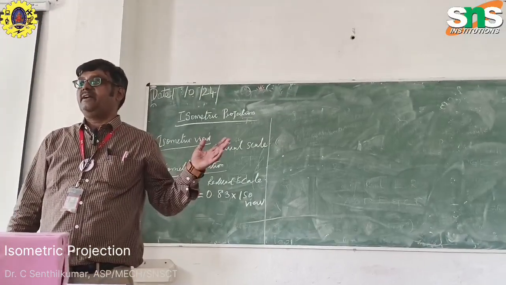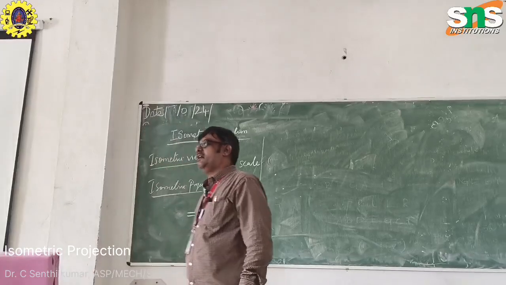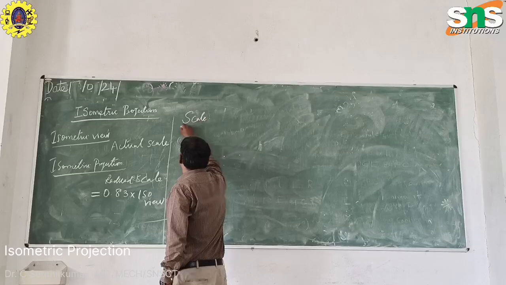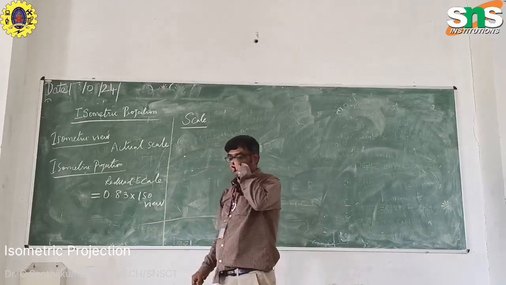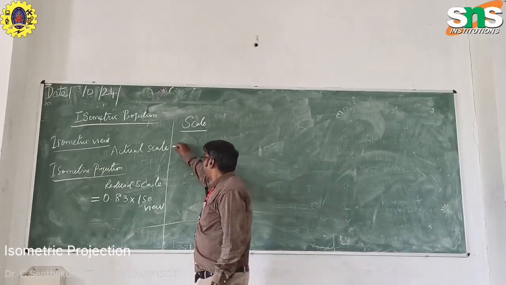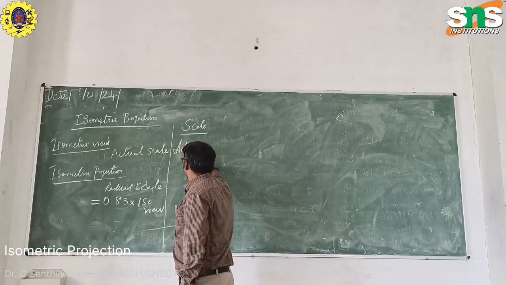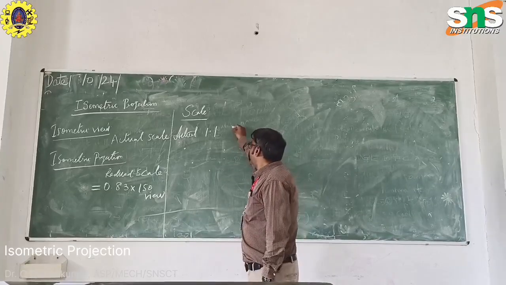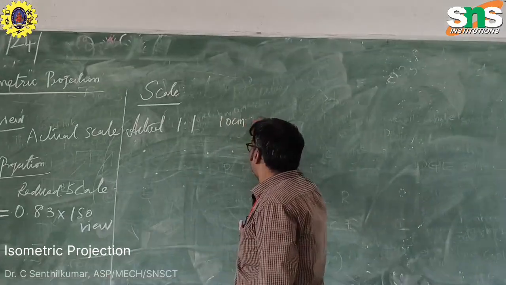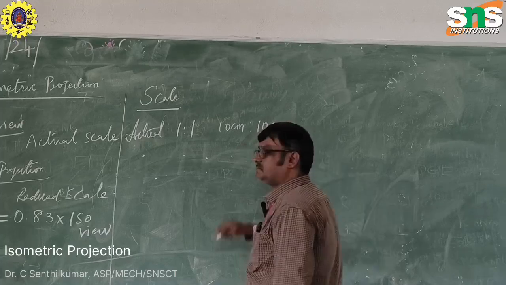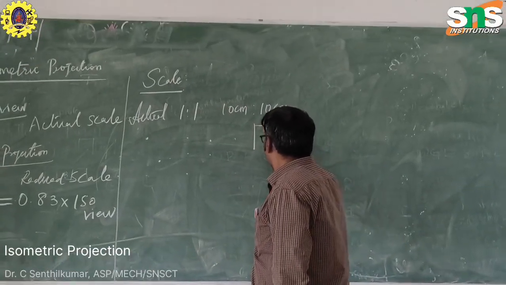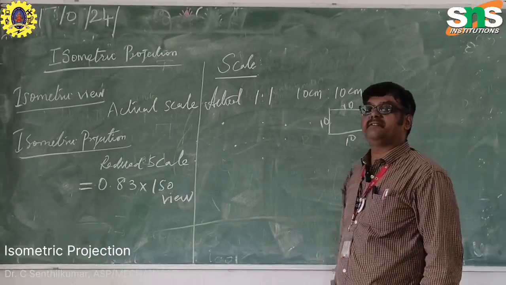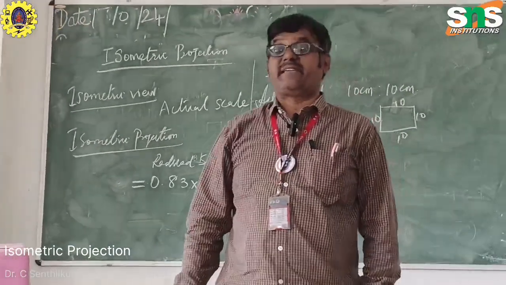So when we get into that, you should know what scale is. I already taught you, and I am reminding you, scale is a very important topic. When the scale is actual, which is 1:1, when they give 10 centimeter, it is equal to 10 centimeter. When they give a value of 10 centimeter cube, all the sides are 10 centimeter. This is called actual scale.